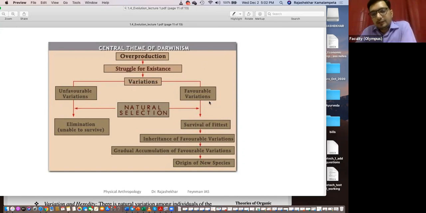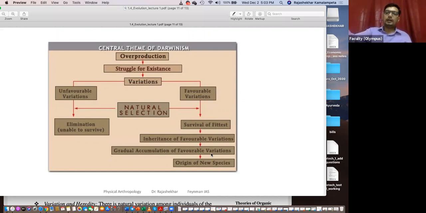So favorable variations. Some of them are advantageous. Those changes or characteristics made them fit to survive. And these favorable variations got inherited. Those mutations, those changes that we know today, got inherited because these changes happened in their germline. And there was a gradual accumulation of favorable variations, generation after generation. They adapted better, and those who adapted better survived better.